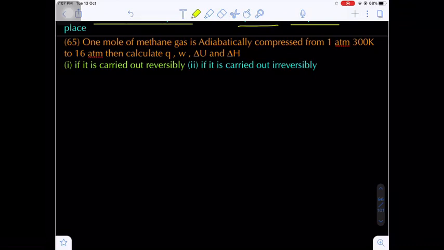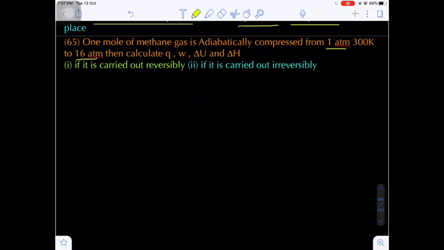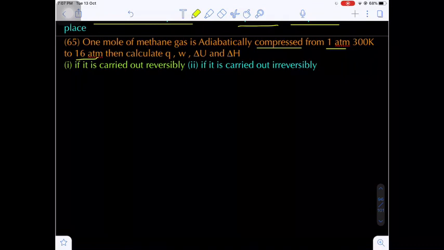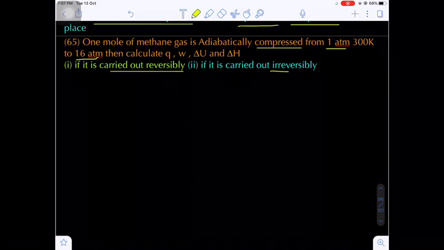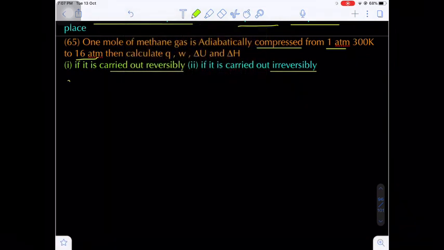Now, the same 64th question. Now what am I doing? I am taking initial pressure P1 as 1 atm and final pressure as 16 atm. That means this is compression, exactly opposite to question number 64. In question number 64, I took expansion, whereas in question number 65, I am taking compression. Again, there are two cases to discuss: the reversible process, and next the irreversible process. Let's suppose the first case is the adiabatic reversible process in compression.